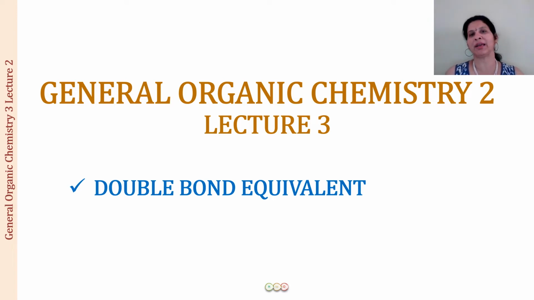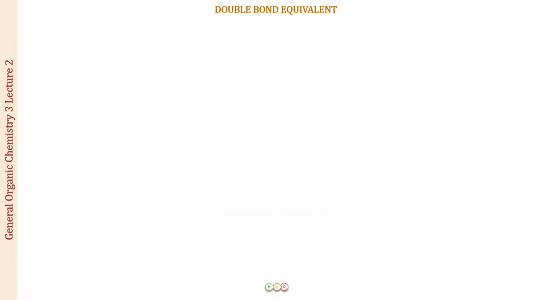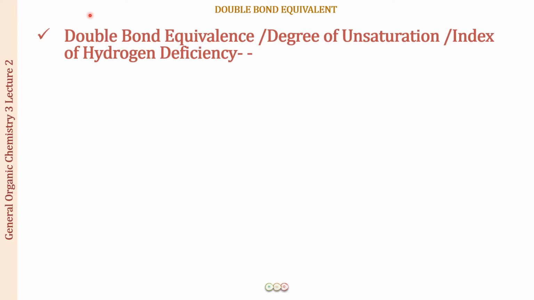Very interesting and very important, obviously. So the double bond equivalent is also called the double bond equivalent, so that means one and the same thing. It is also called degree of unsaturation, and it is also called the index of hydrogen deficiency. So let us begin this lecture by understanding these terms by their literal meaning, so that you can look at these terms and understand what you're going to learn in this complete lecture. Alright, so double bond equivalence suggests that there is going to be something equivalent to a double bond that we are going to study in this lecture.